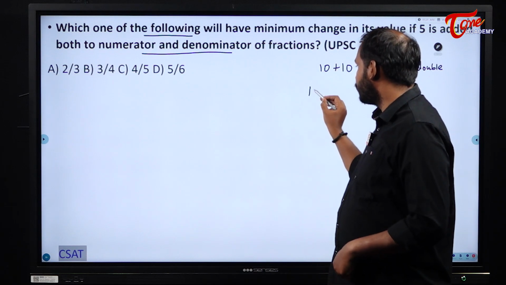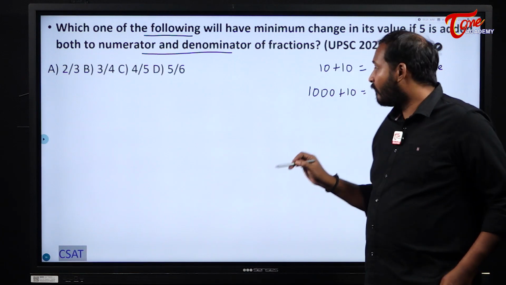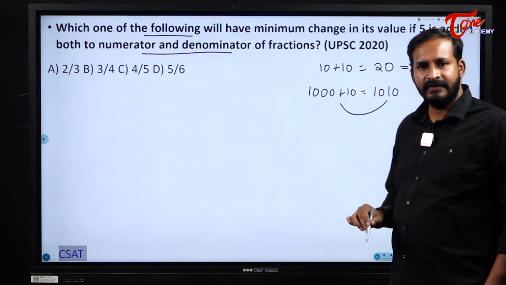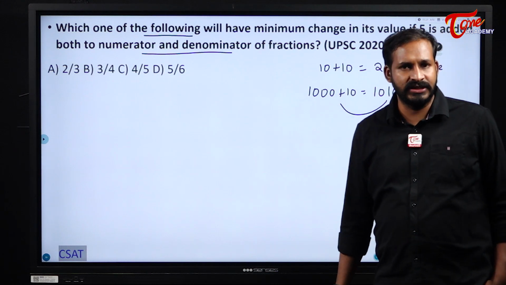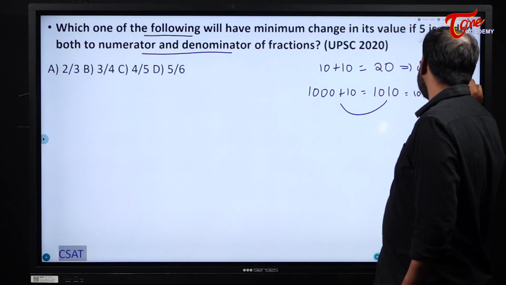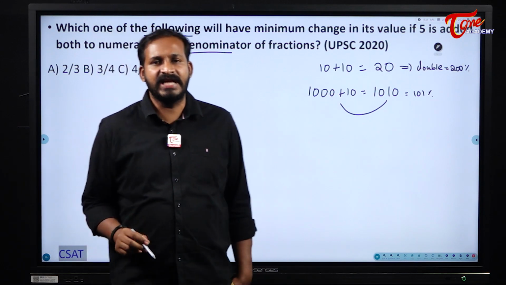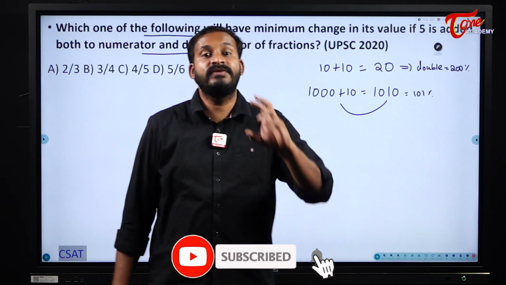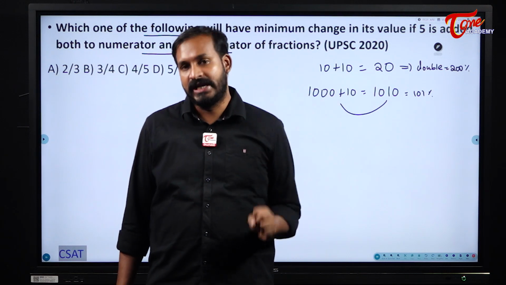Now if you have 1000 rupees, and I have given you the same 10 rupees. Now what happens to the amount which you will have? 1010. What is the change from here to here? 10 is just 1% of 1000. It will become 101%. But here it is becoming 200%. So from this observation, tell me, when a constant is added to a huge value and the same constant is added to a small value, which will have more change? The smallest will have more change and the maximum will have less change.